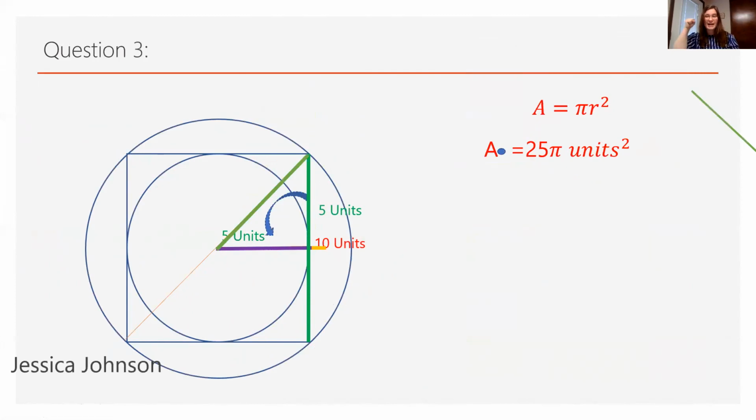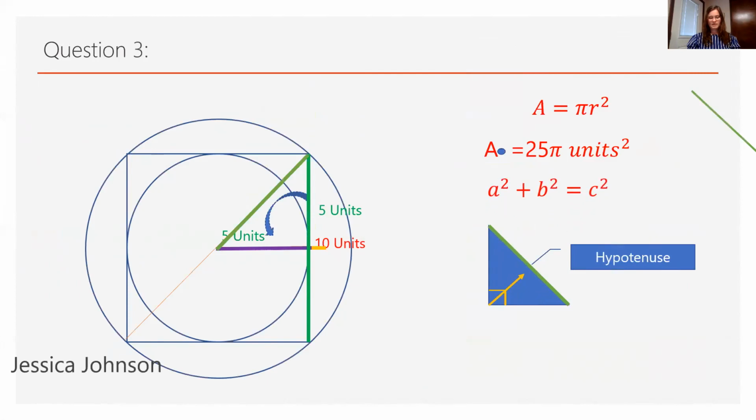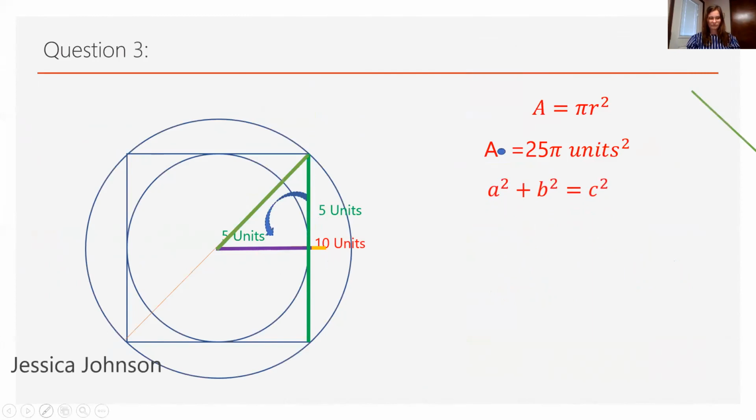By the way, the Pythagorean theorem is awesome. The Pythagorean theorem looks like this: a squared plus b squared equals c squared. The c squared will always be the hypotenuse of a right triangle. Take 5 units, which is one leg of our right triangle over here, plus 5 units, which is the other leg of our triangle, and we get 50 units. The radius squared is 50 units.